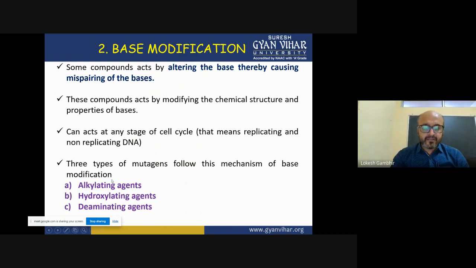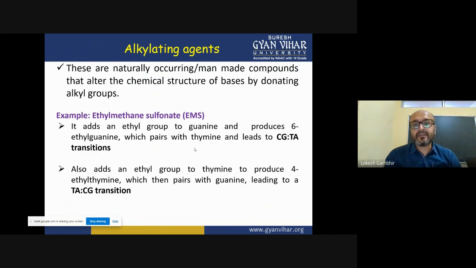Next are a few agents like alkylating agents, hydroxylating agents or deaminating agents which can modify the base. How? We are talking about the base here, not the nucleotide. What they are doing is modifying the adenine, the guanine, the thymine, and cytosine, which are attached to the deoxyribose sugar. So how can the base get modified? If you add a methyl group or any alkyl group, that is called an alkylating agent. Or if you are adding a hydroxyl residue OH, that is called a hydroxylating agent. Or you are removing the amino group, that is called a deaminating agent. So all these agents can modify the bases, and thereby they can induce mutation.